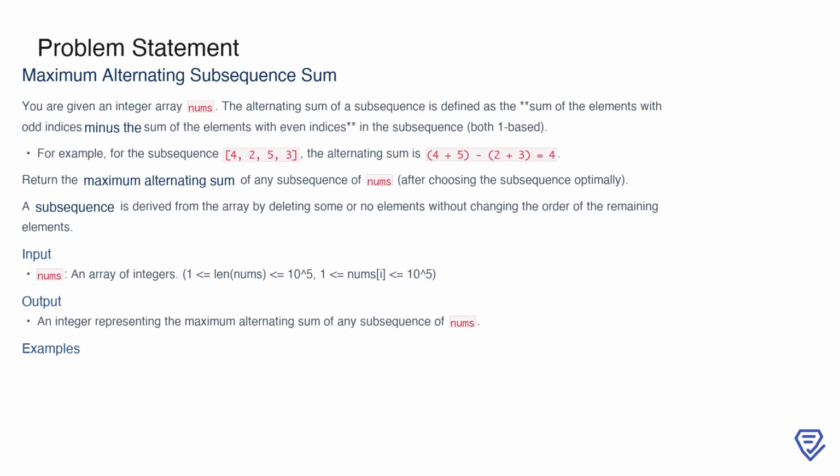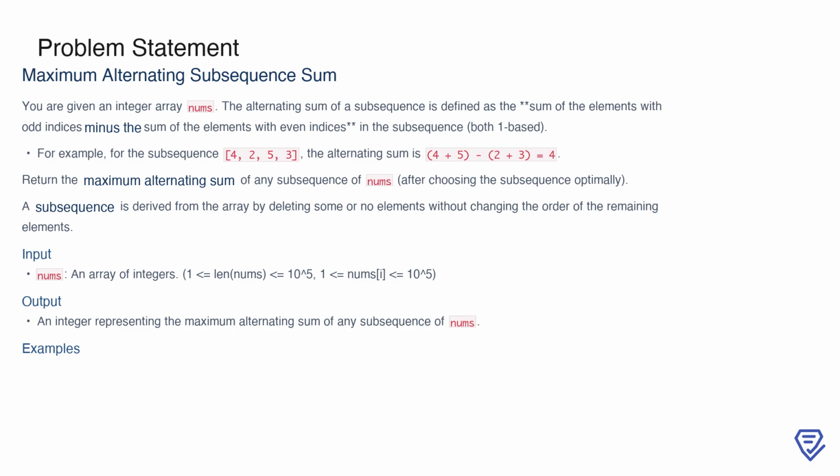In this problem, we are given an integer array called nums, and our goal is to find the maximum alternating sum of a subsequence. Now, an alternating sum is calculated as the sum of the elements at odd indices, minus the sum of the elements at even indices, where the indices are considered 1-based.